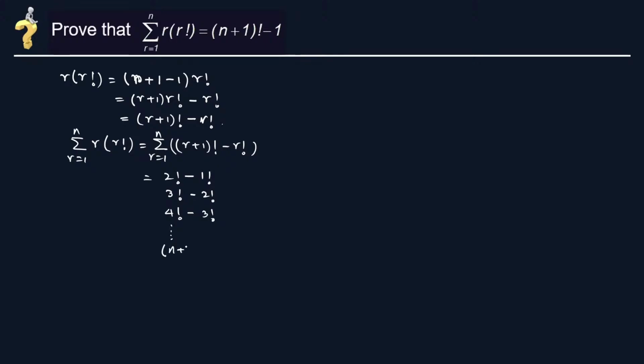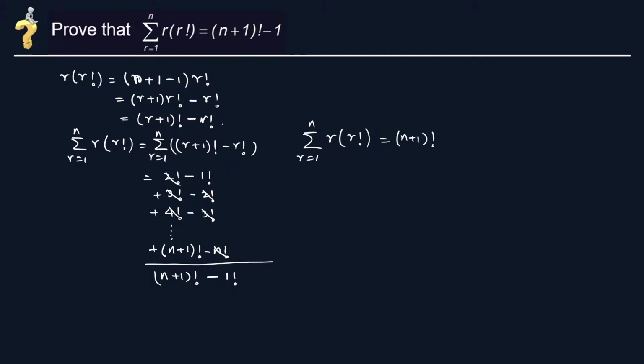And the last, when I put n in place of r, we are getting n plus 1 factorial minus n factorial. Now, if I add those terms, because there is sigma, we have to add. If we add, we will find that these terms will get cancelled. So we will be left with n plus 1 factorial minus 1 factorial. Therefore, sigma r into r factorial gives us n plus 1 factorial minus 1. Hence proved.